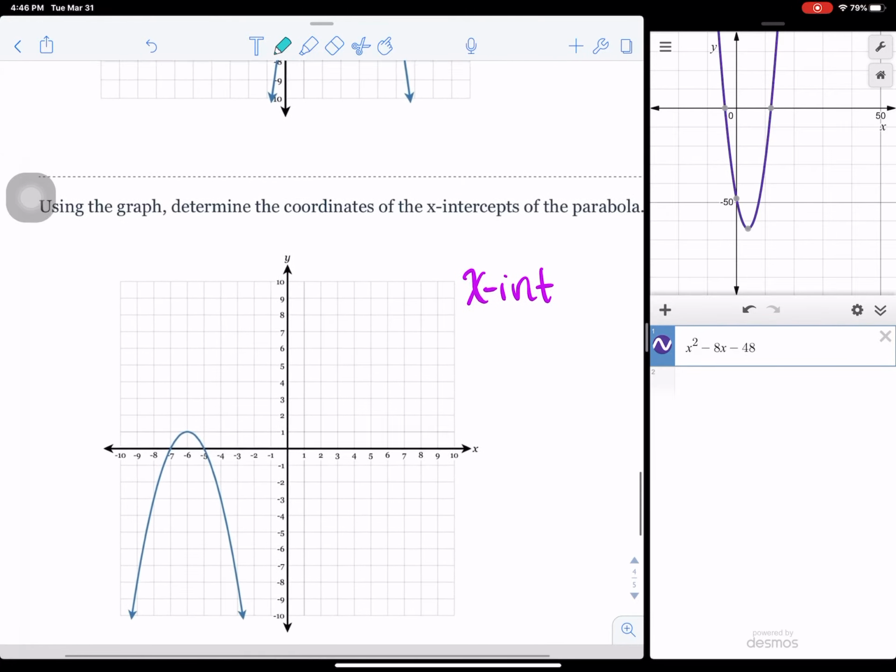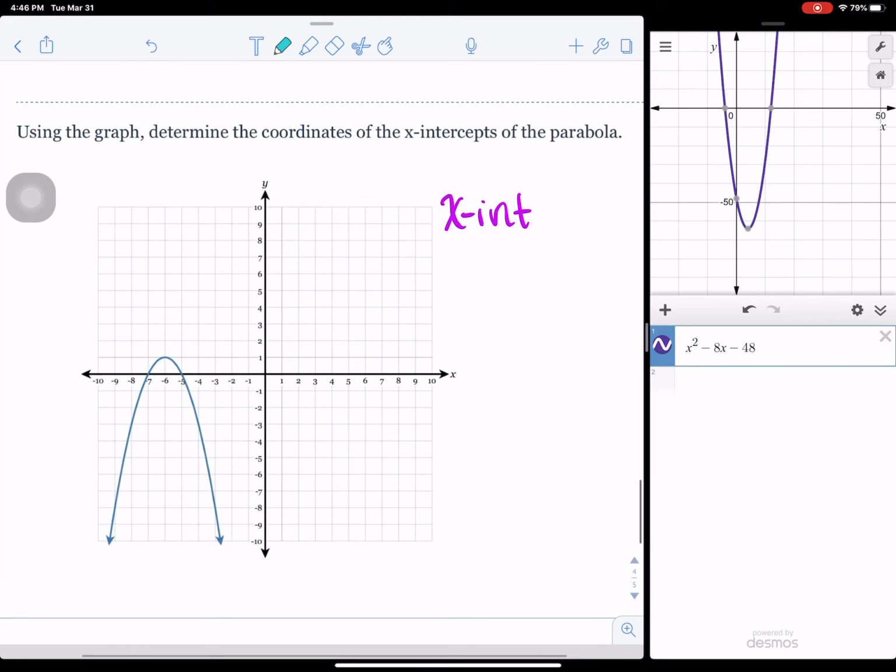We have one more for these notes. This time the x-intercept. Well, on the x-axis, it crosses at negative 7 and at negative 5. So my x-intercepts are negative 7 and negative 5.